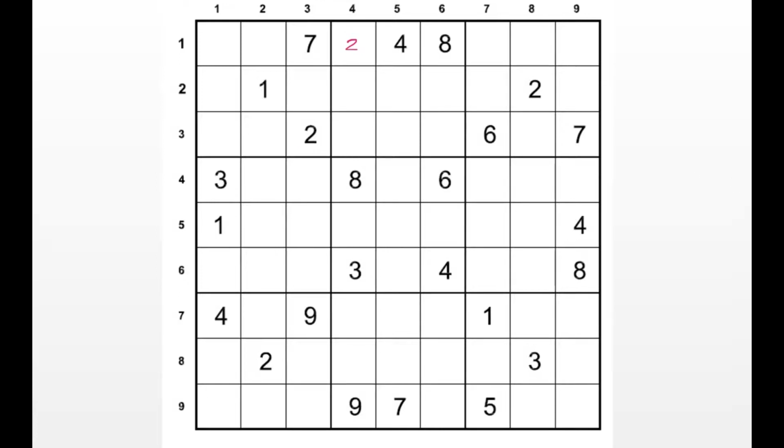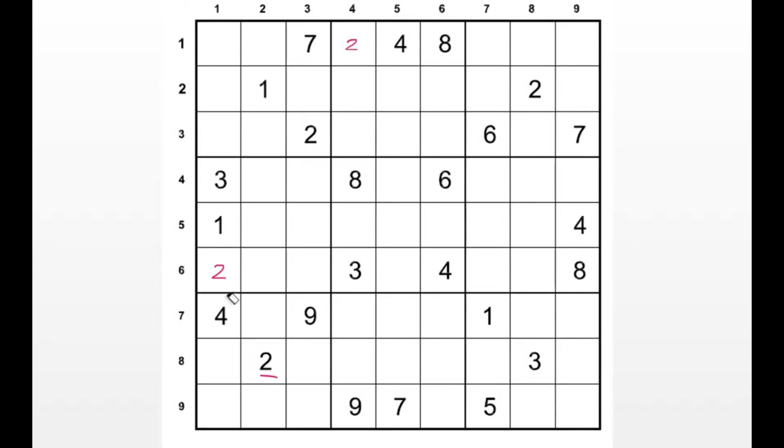Now, same situation is right here. If there is a number 2 here, 2 cannot be in these 3 cells, and 2 is here, and here will be again number 2.